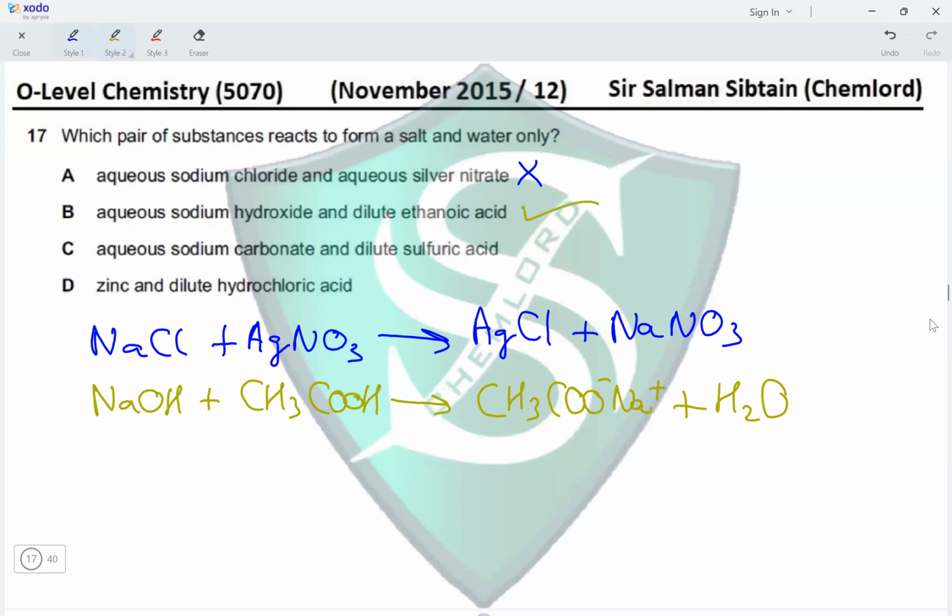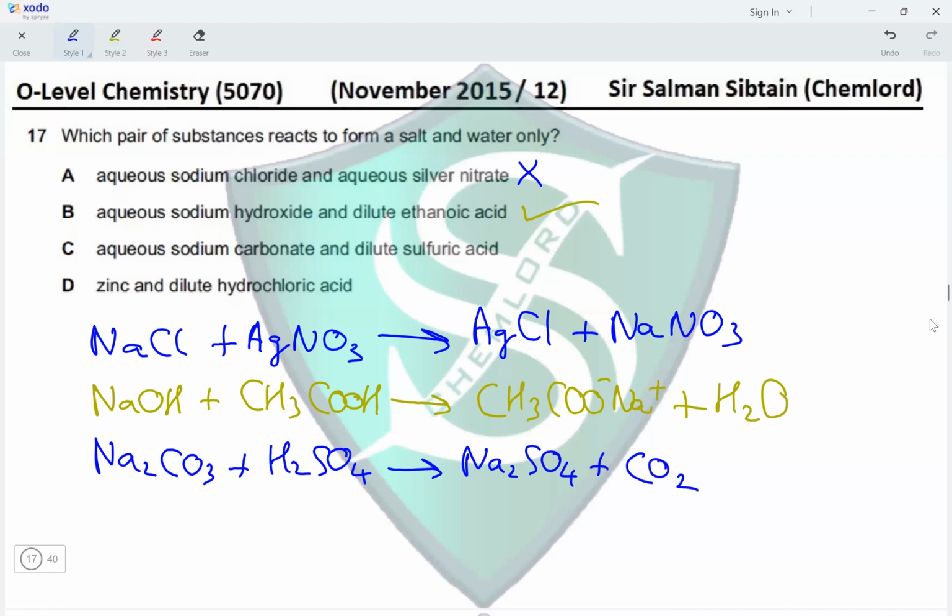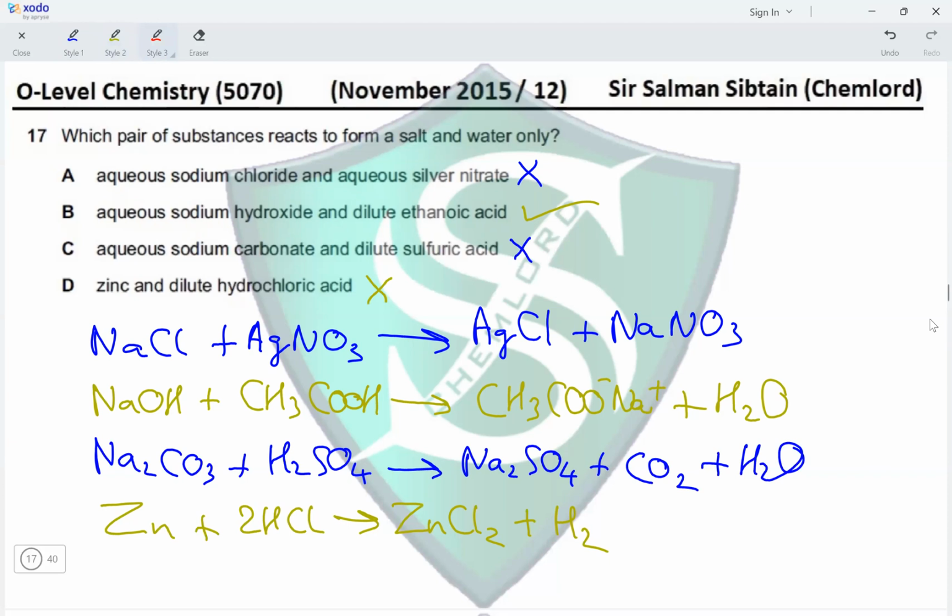So this is correct. Next, we have aqueous sodium carbonate, Na2CO3, reacting with dilute sulfuric acid, H2SO4. So this would result in the formation of Na2SO4, which is a salt. We have release of carbon dioxide gas and formation of H2O, water. So salt and water are forming, but we also have release of carbon dioxide gas, which is not a requirement of this question. So this is incorrect as well. And the last one, we have got zinc metal reacting with dilute HCl. This would produce zinc chloride as the salt, but instead of water, we will have liberation of hydrogen gas, making this incorrect as well. Therefore, the correct option for this question is option B.